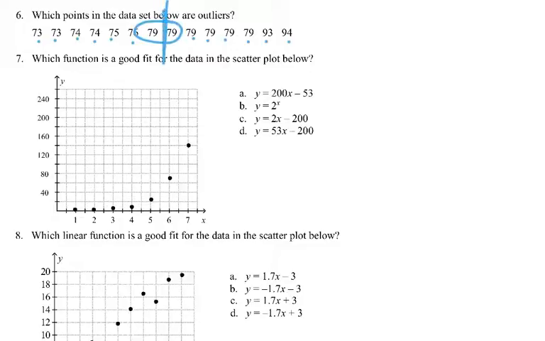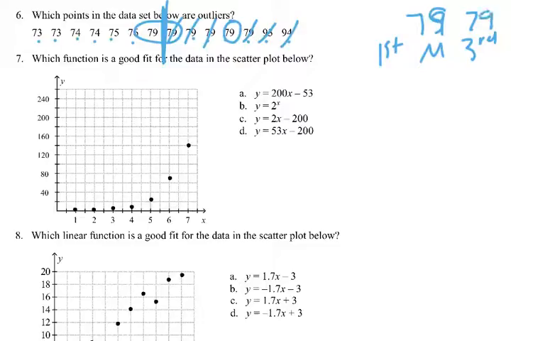So it's in between 79 and 79, so it'd be 79 for our median. Then we need our third and our first quartile. So our third is 79 as well, and then 74 for our first. So then I find the interquartile range. So 79 minus 74 would give us 5.